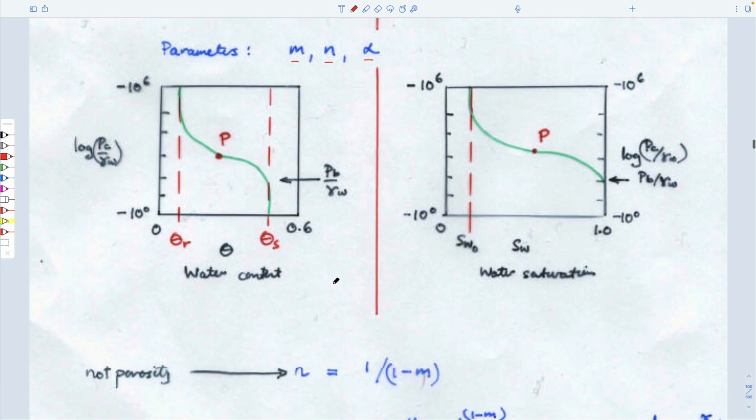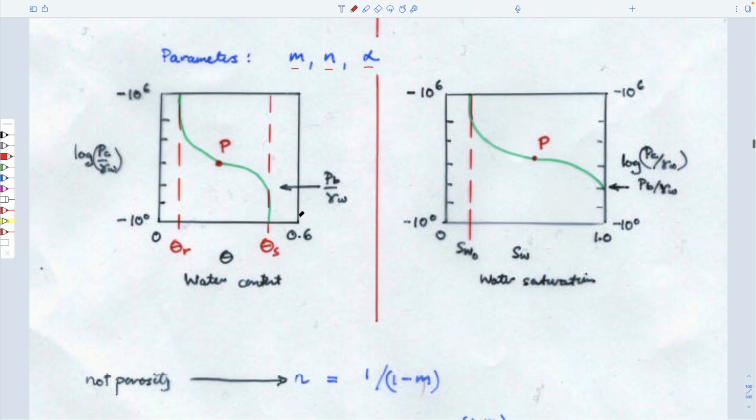The other reason for doing this is that these constants not only allow us to redefine these capillary pressure versus saturation curves, but they also allow us to reconstruct relative permeability versus saturation curves. The other thing that we want to know in terms of looking at the behavior of these soils.